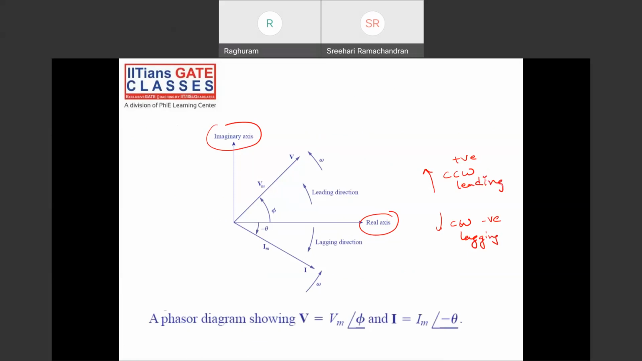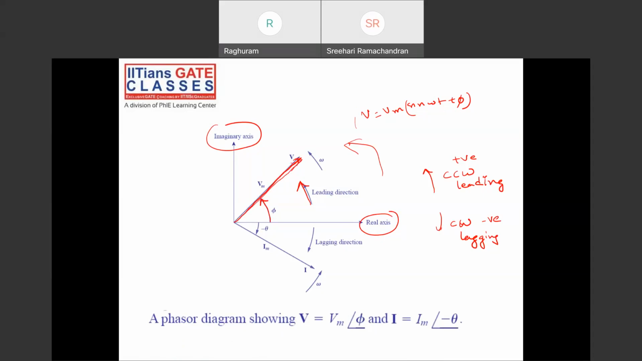Leading and lagging. If I rotate it in this counterclockwise direction, I'll get positive phase angle. If I say V is equal to Vm sine omega t plus phi, plus phi means it is in this direction, leading direction, counterclockwise direction. Positive angle is always counterclockwise direction. So this is how you represent. Vm is the magnitude, Vm sine omega t plus phi. This is the angle phi.